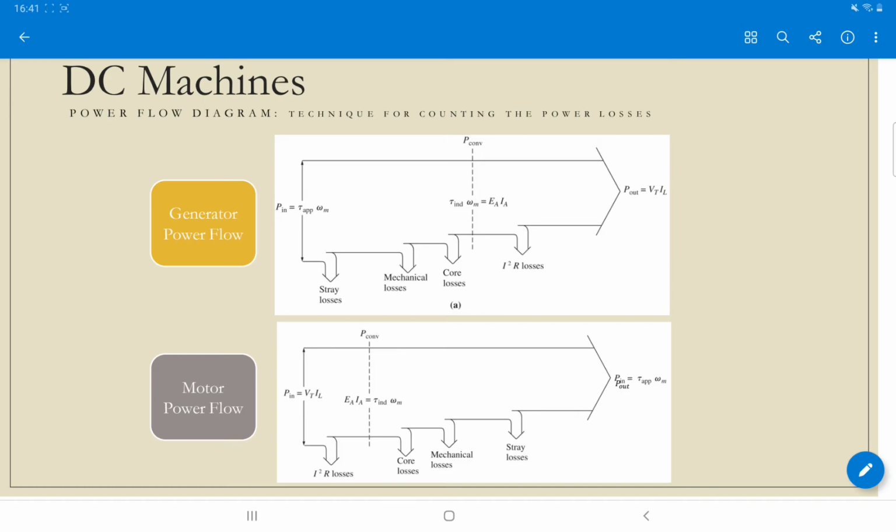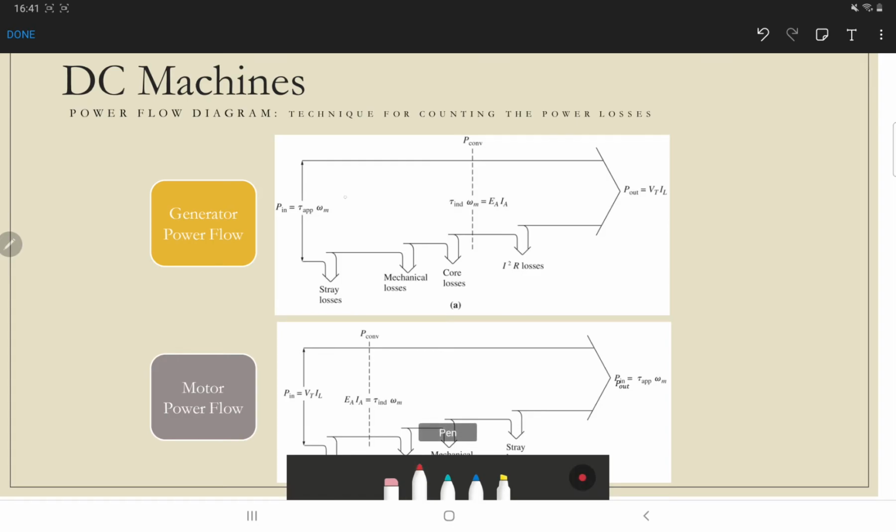So the input power is equal to the applied torque times omega m, or the speed of the rotor in radian per second. If we know the applied torque and the speed of the rotor, then that is the input power that we give to the generator. But then the losses will happen because of stray, mechanical, and core losses. If we minus all these losses, we will have converted power.